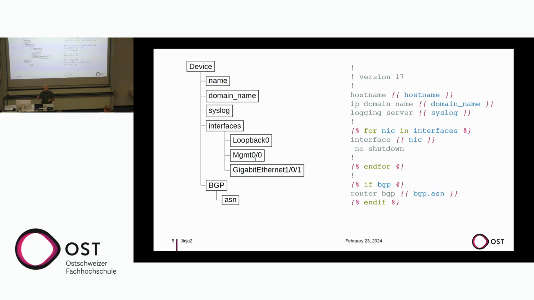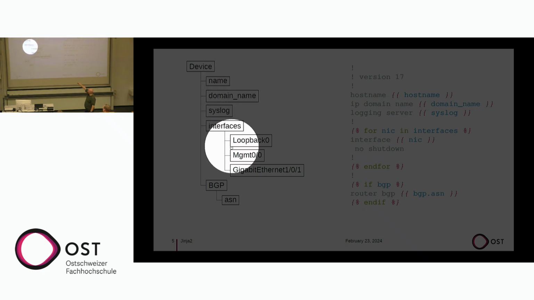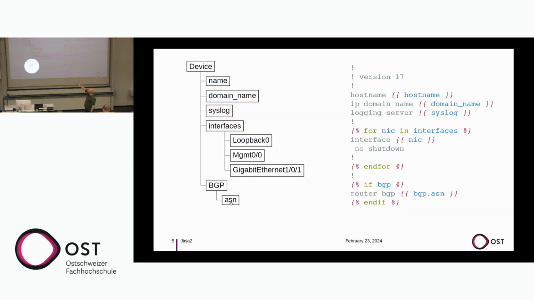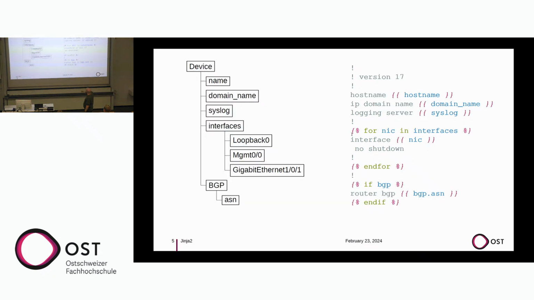So here we have another example for extremely simple network configuration where we have a device and we have defined some data structure. We have a name, a domain name, syslog server, interfaces, that's probably a list. And we have then different interfaces. We have BGP with an autonomous system number. And with this data structure, we can now build this configuration. Here we can already see we iterate over this list. And in the end, we get the configuration.